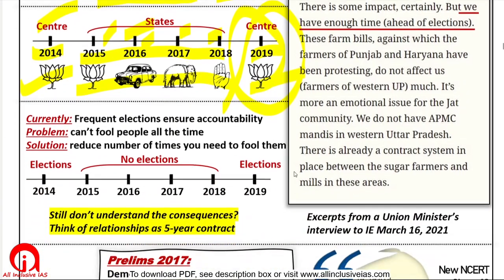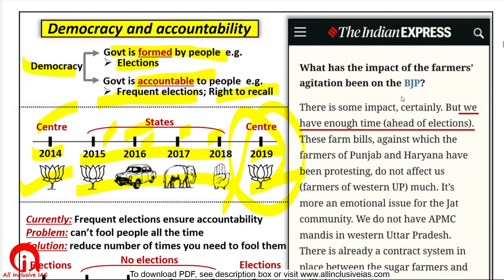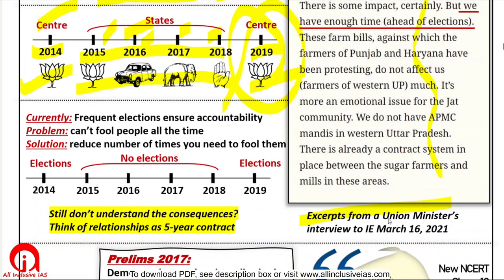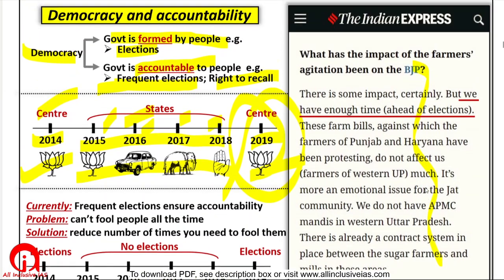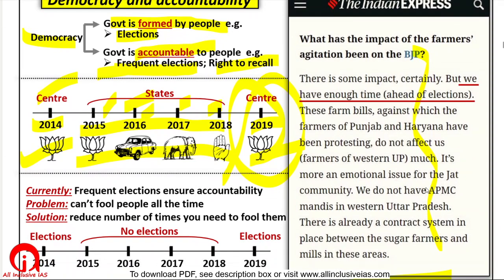Now look at this Indian Express. This is from the interview of a union minister published in Indian Express on 16th of March. The context here is the farmers' protest. The minister was asked what has been the impact of farmer protest on the BJP. The minister clearly says, there has been some impact, but we are not concerned. Why? Because there is a lot of time for election.